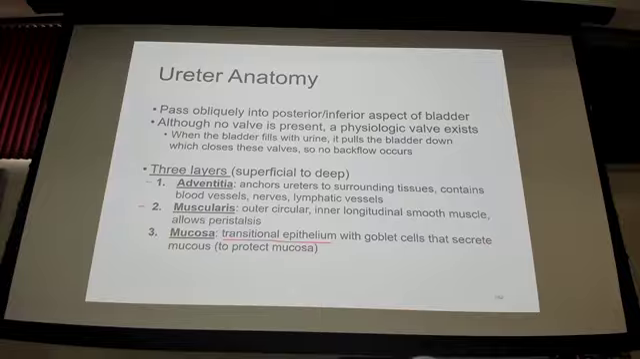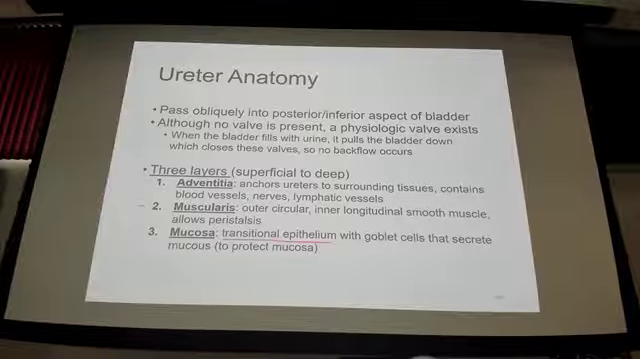And essentially, it's stretchy. Because what has to happen as the bladder fills with urine? It's got to expand a little bit. Okay? Same thing as the urine passes its way down the tubule of the ureter, it's got to expand a little bit. Otherwise, it would cause a lot of pain. Okay?